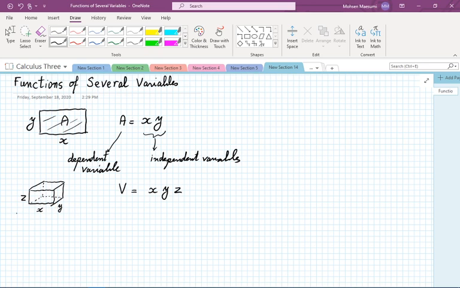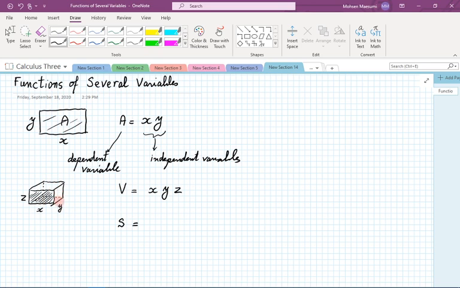Something a bit more complicated than this would be the surface area of this box. What's the total area of this box? Let's show that by S, the surface area of the box. So on this side, for example, you see this, let me mark this. This is a rectangle whose area is x times z, and then there's another rectangle back here identical to the one on the front, that's also x times z.